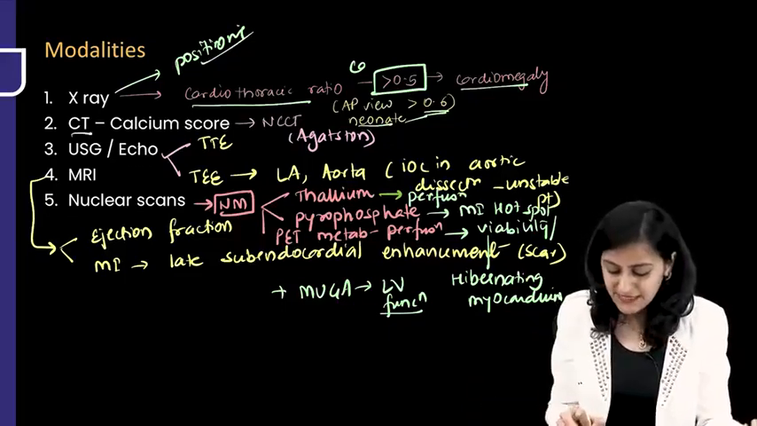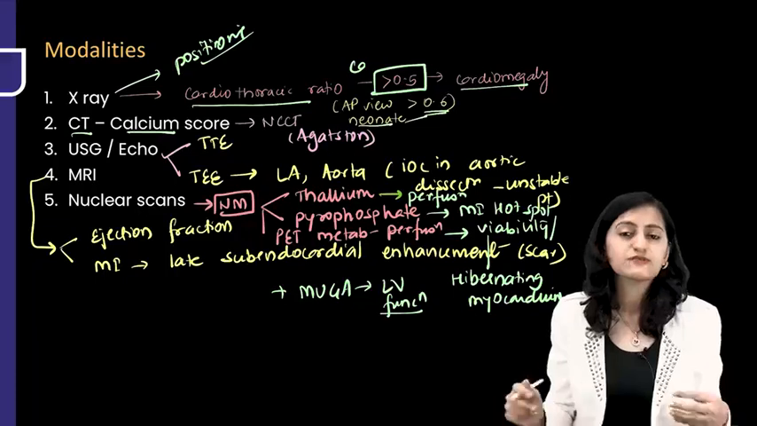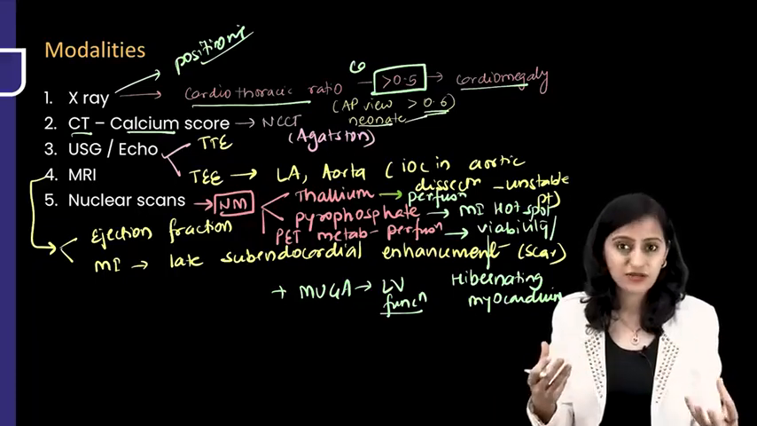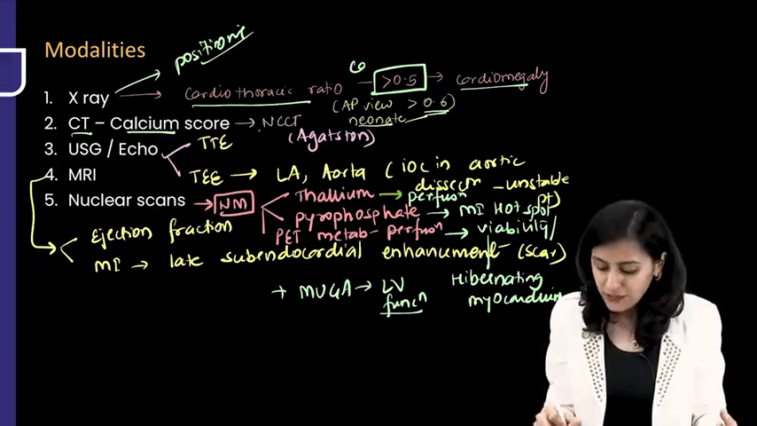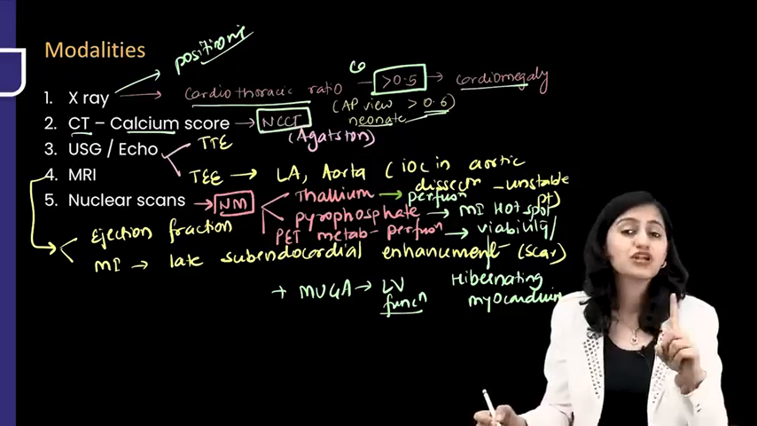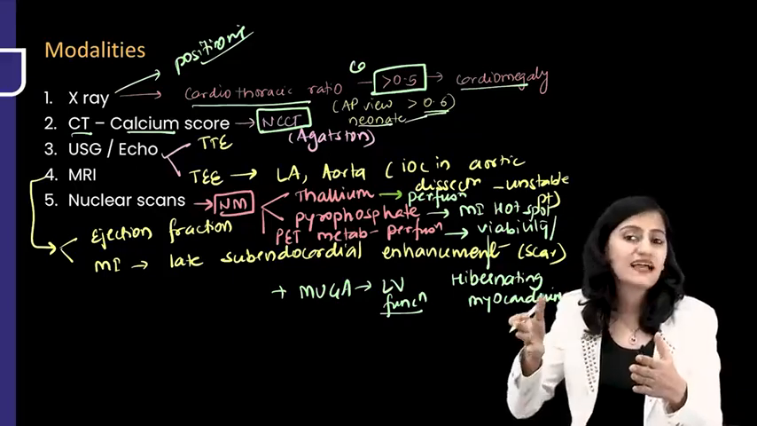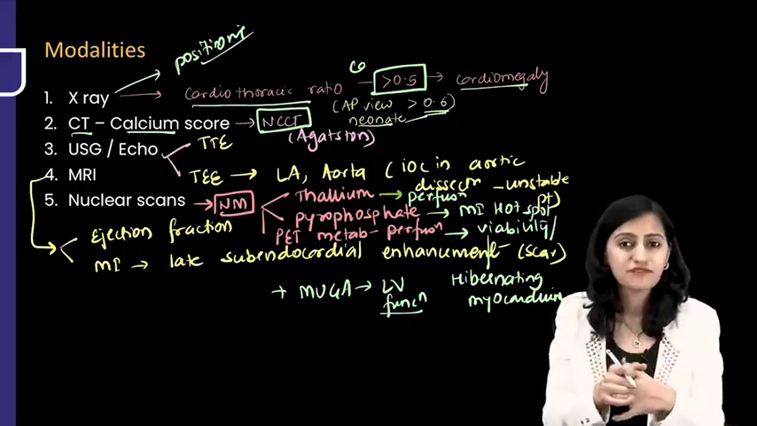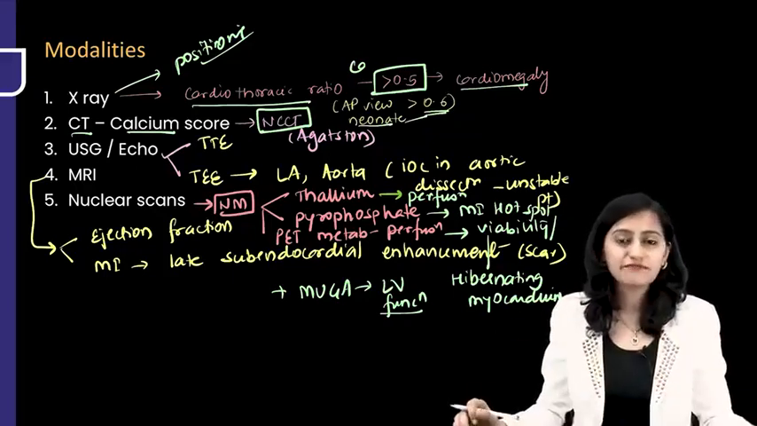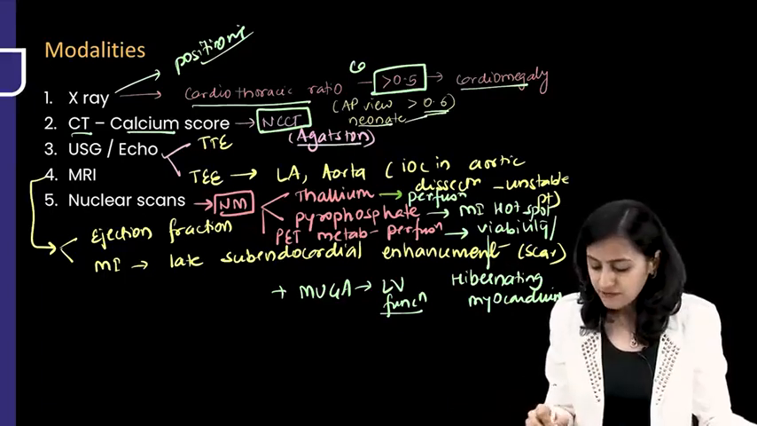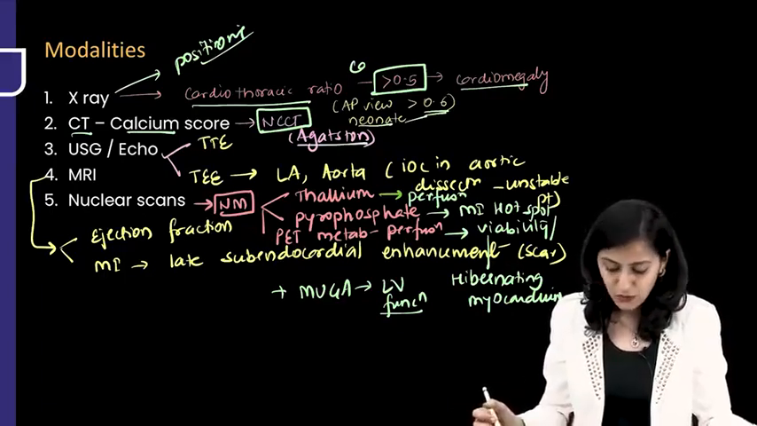Next we have the CT scan, where we look for the calcium score, basically for the load of atherosclerosis, and for that we use non-contrast CT, not a contrast CT. Why? Because in contrast CT, the contrast is white, the calcium is white, so it will be difficult to differentiate. So non-contrast CT for the CT calcium score, which is called the Agatston score.